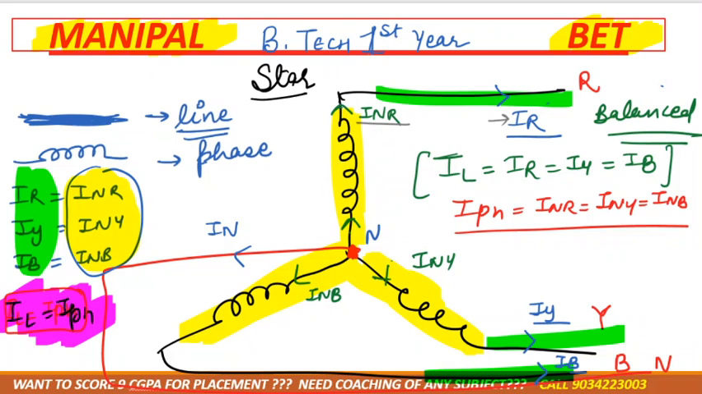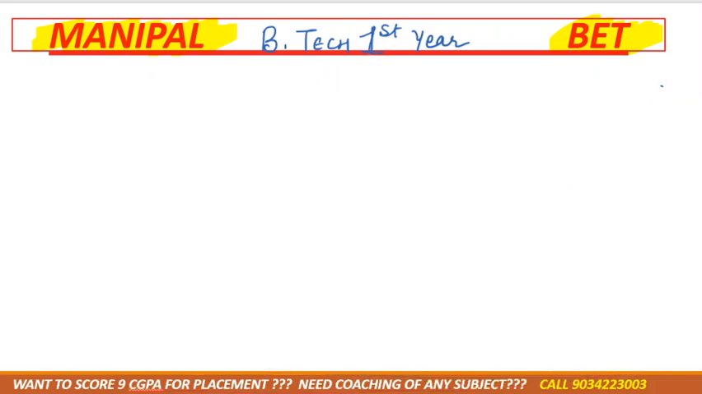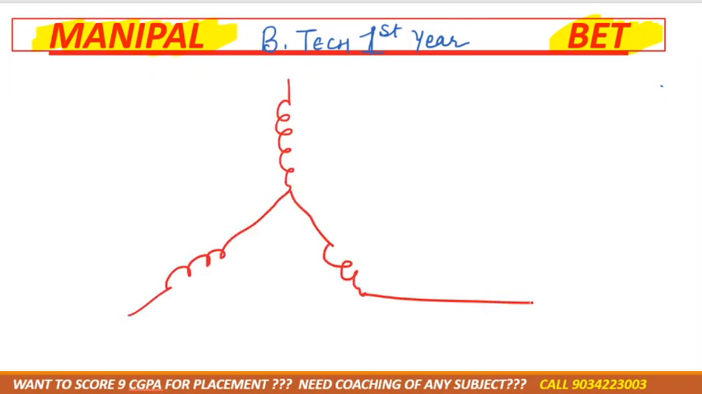Okay, derivation will not come in the exam for you in Manipal, but you have to learn the concept. That's why I told you what is basically the line and what is basically the phase. Now similarly we'll learn about the delta connection. Again, draw the star connection like the previous case we have done.